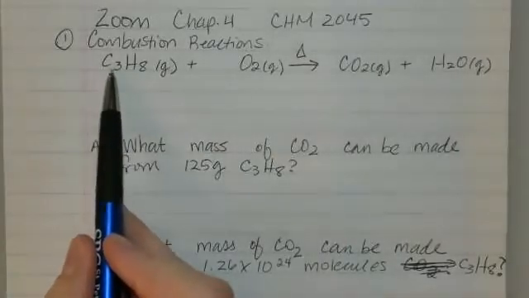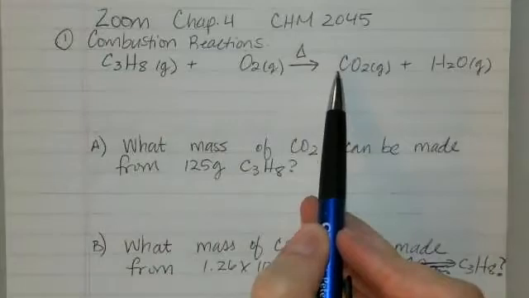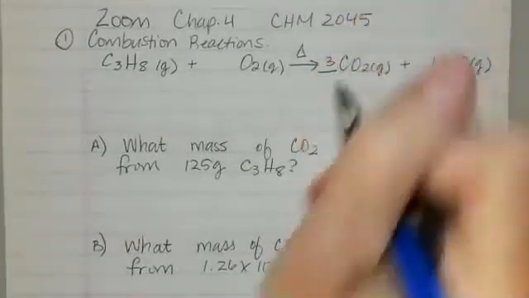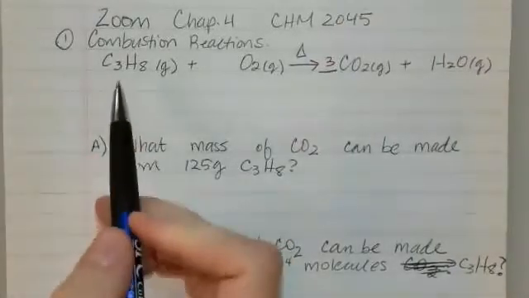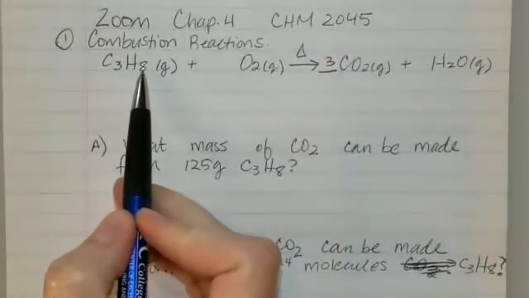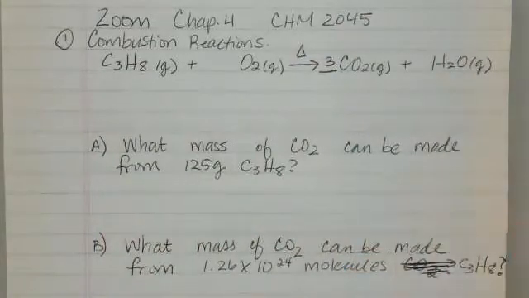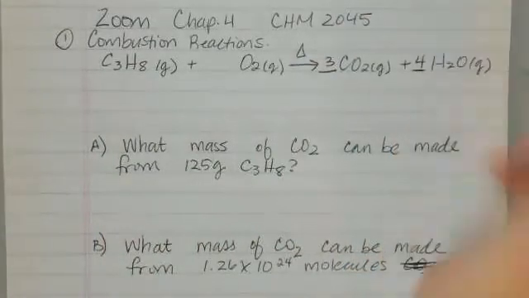I've got 3 carbons in the propane. When I come over to the product side, I have to have 3 carbons, right? So I'm going to put a 3 in front of the carbon dioxide. So there's my 3 carbons. I've got 8 hydrogens in the propane on the reactant side. I need the multiple of 2 on the product side to get me to 8. So I'm going to put a 4 in front of the water.